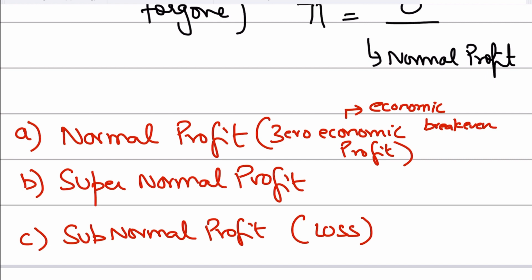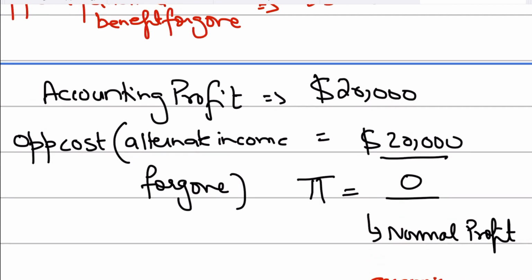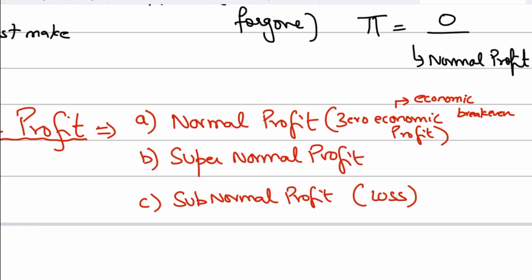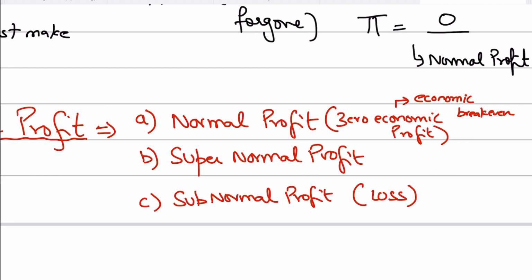राइट. क्योंकि वैसे तो हमने प्रॉफिट कमाया, 20,000 का प्रॉफिट कमाया, लेकिन जब उसको ऑल्टरनेट इनकम से कंपेयर किया तो पता चला कि कुछ एक्स्ट्रा थोड़ी कमाया हमने, उतना ही कमाया जितना ऑल्टरनेट से कमा सके, तो इकोनॉमिक ब्रेक इवन हो गया ये. राइट. सुपर नॉर्मल प्रॉफिट इज व्हेन वी आर अर्निंग मोर, when the actual profits are more than the alternate source of income.